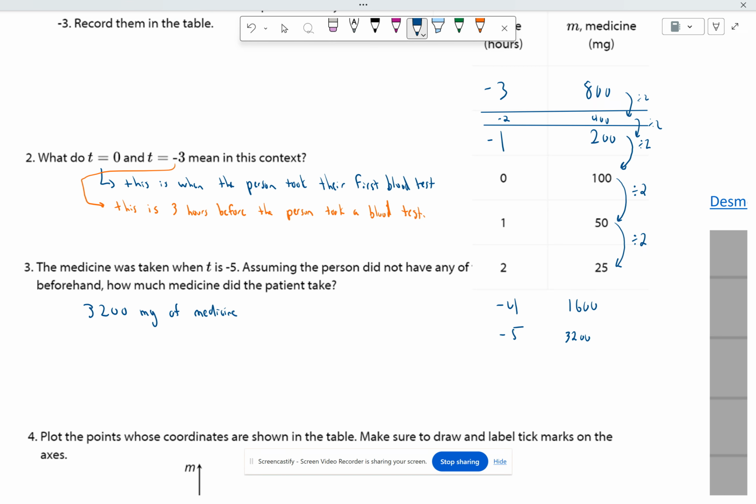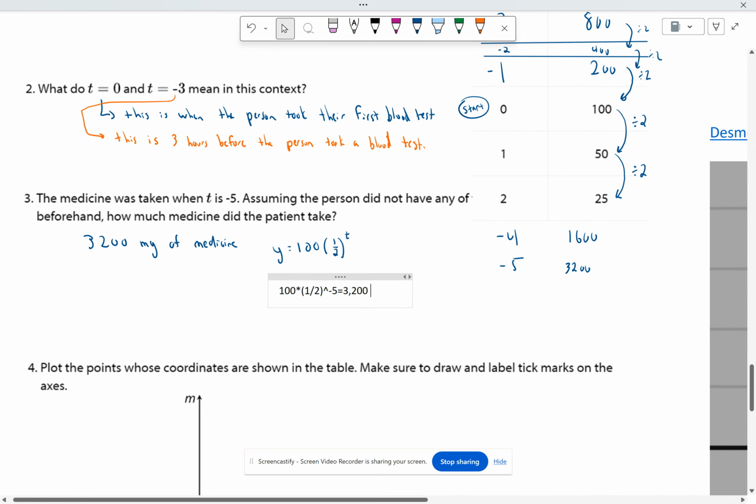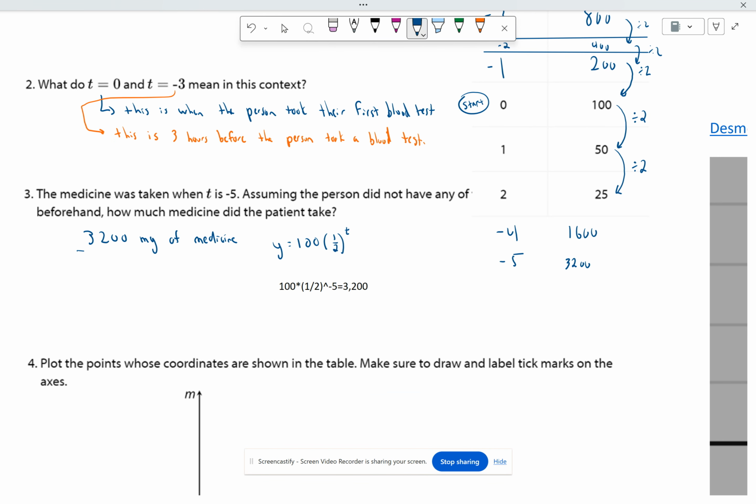And we can even write an equation here that models it. So they started off at the blood test at 100 milligrams. That's right here. And then every hour, it goes down by a half. So if I plug in -5 to that, that's another option that we could do, to find out that there's 3,200 milligrams of medicine in the person's body when they took it. So that's the pill that they took. It had that much medicine in it.